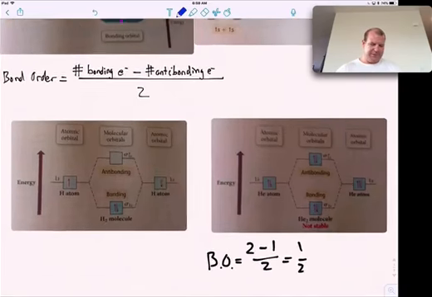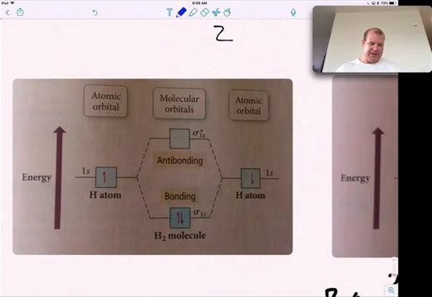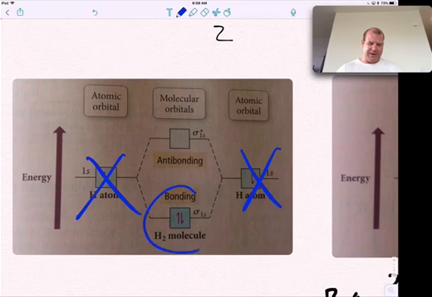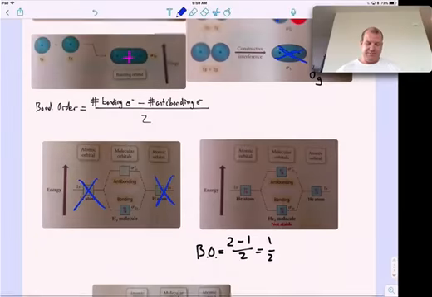Okay, so let's look at hydrogen then. Hydrogen atoms approach each other. These atomic orbitals go away and a new molecular orbital is formed. That's really what happens. They go away, and it forms a bonding orbital, and since this bonding orbital is lower in energy, they bond.